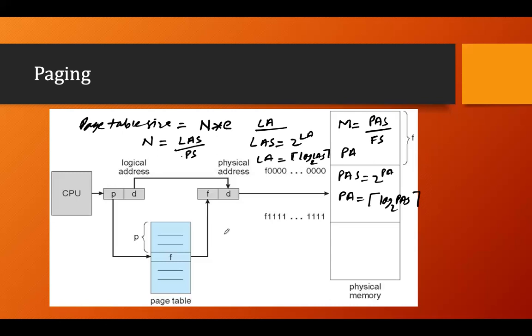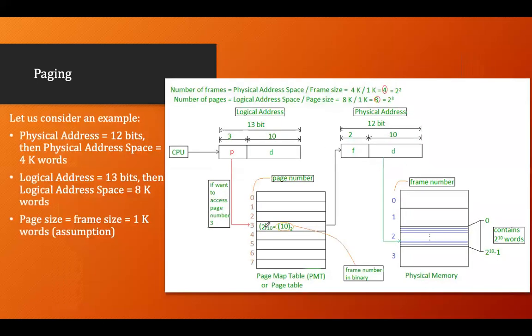So paging is a technique which helps convert the logical address generated by the CPU into the physical address, so that we can get the particular word or particular byte of the instruction required by the CPU. Okay, let's see in a practical way how it looks.